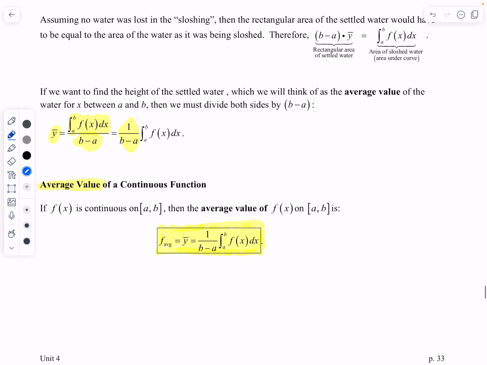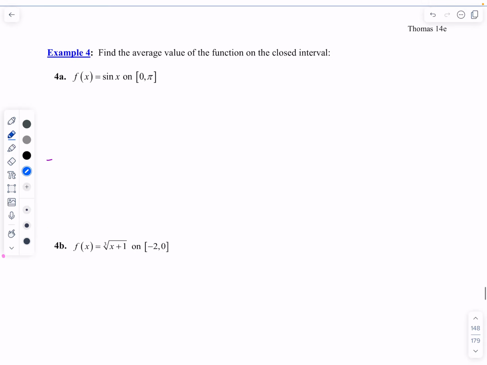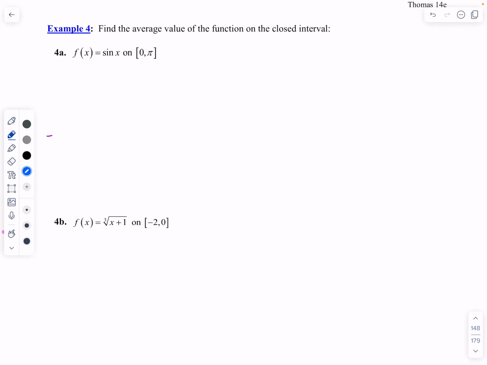So here's the formula for the average value of a continuous function. If f of x is continuous on a to b, then the average value of f of x on a to b is y bar, which is equivalent to 1 over b minus a. Remember, b is your upper limit, a is your lower limit, integration from a to b, f of x dx. So now let's go through and look at example number 4. Find the average value of the function on the closed interval.